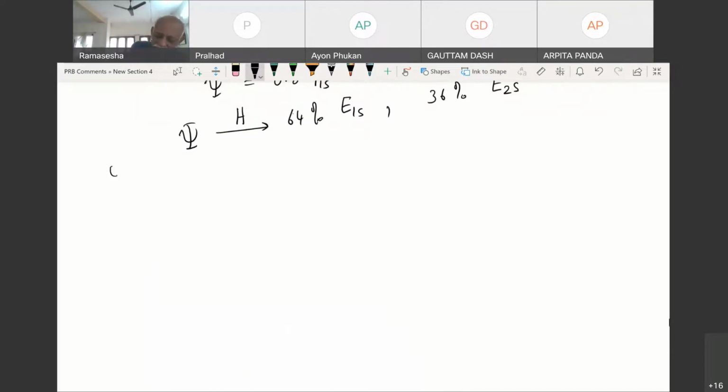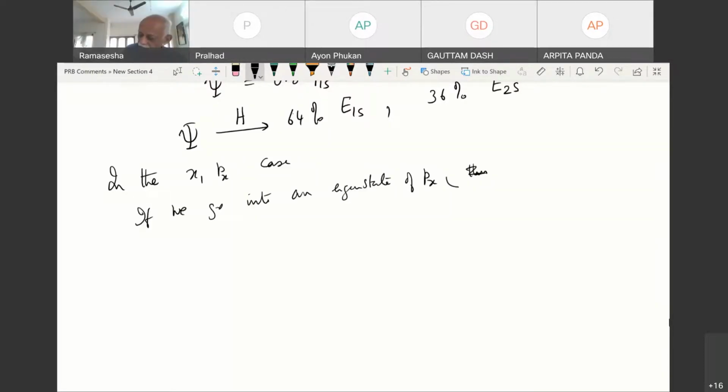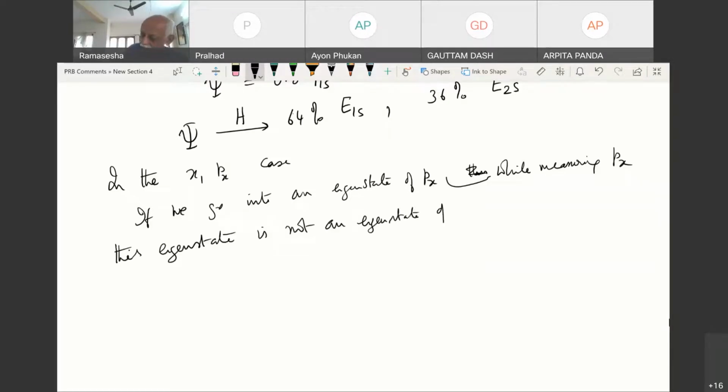for example, in the X, Px case, while measuring Px we go to an eigenstate of Px, and hence we do not get a single value of the measurement of X.